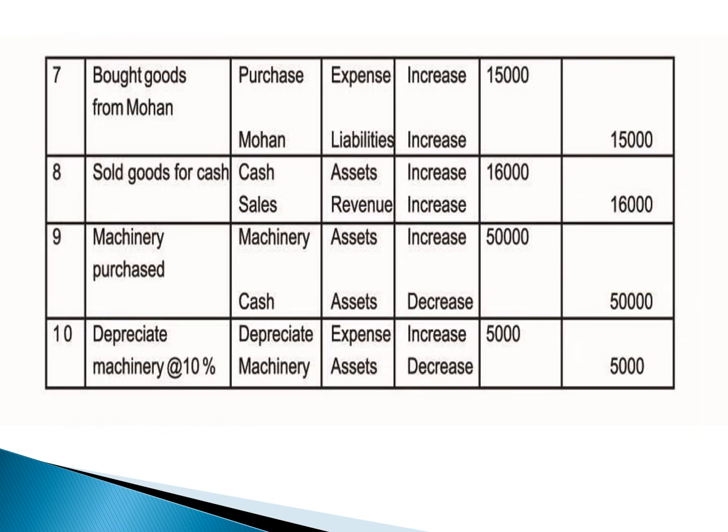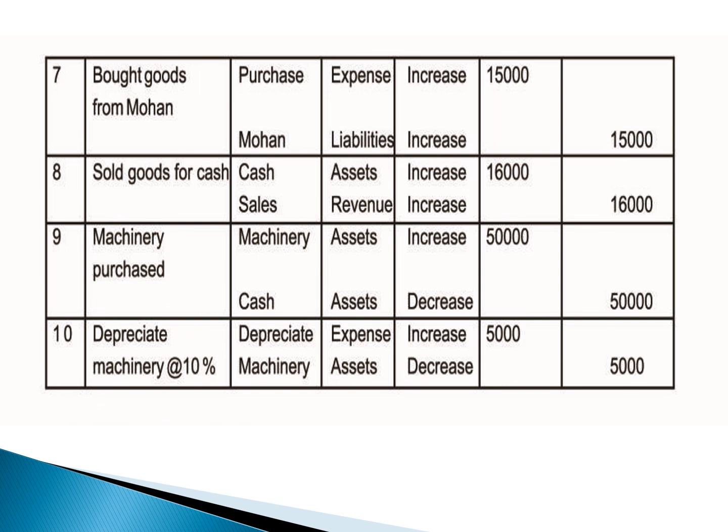The seventh transaction is bought goods from Mohan. Purchase comes under expense. As it increases, it is debited. Mohan comes under liabilities. As it increases, it is credited. Sold goods for cash. Cash comes under assets. As it increases, it is debited. Sales comes under revenue. As it increases, it is credited.